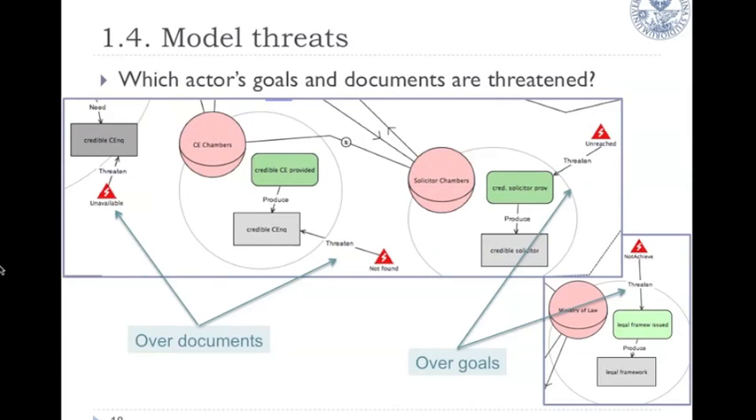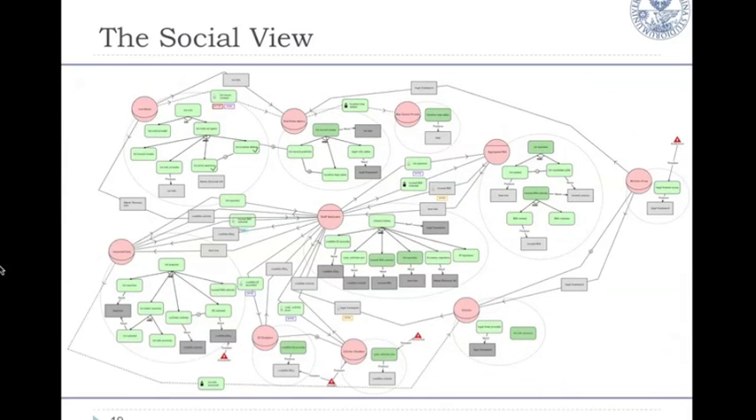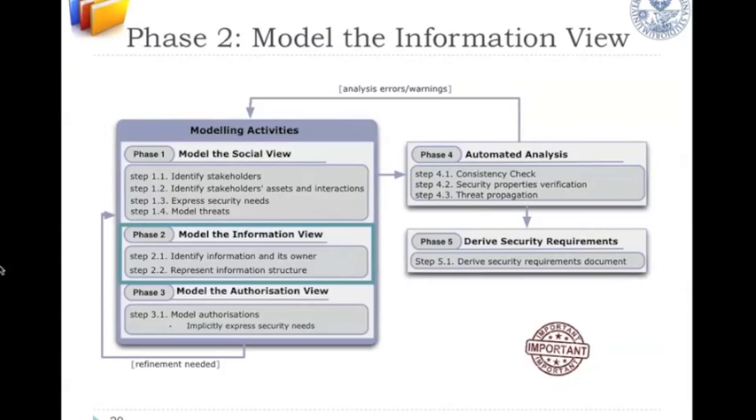With this, we have completed the steps for modeling the social view, and this is how the social view looks like, with all the different actors, their interactions, the security needs, and the threats affecting the actors' assets. We'll now continue with the second phase to model the information view.